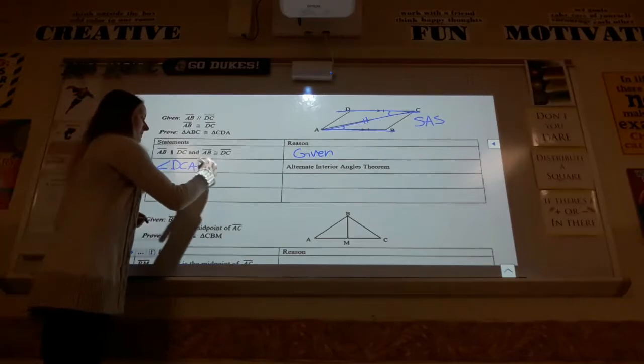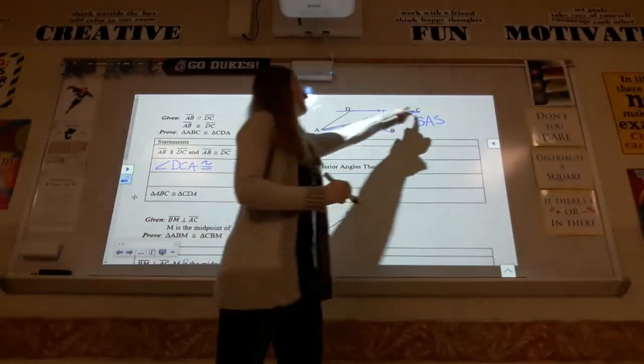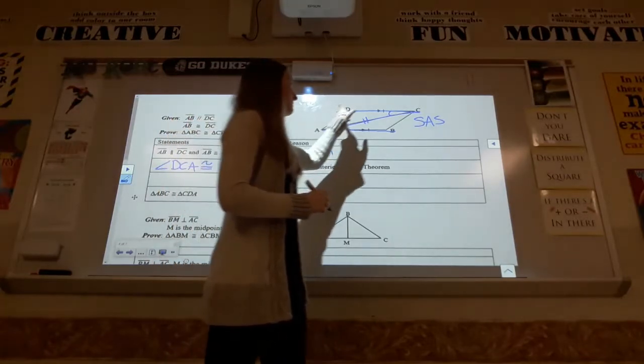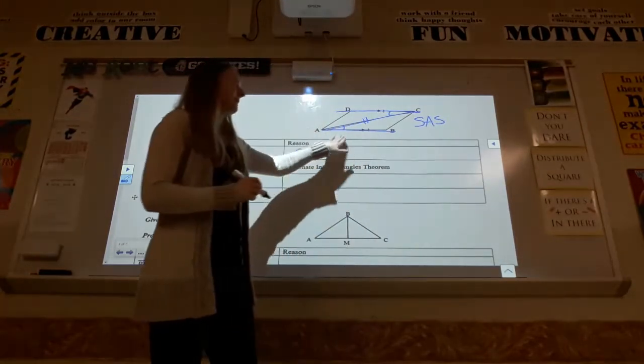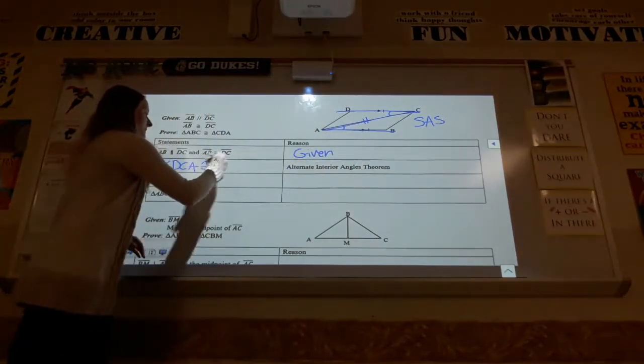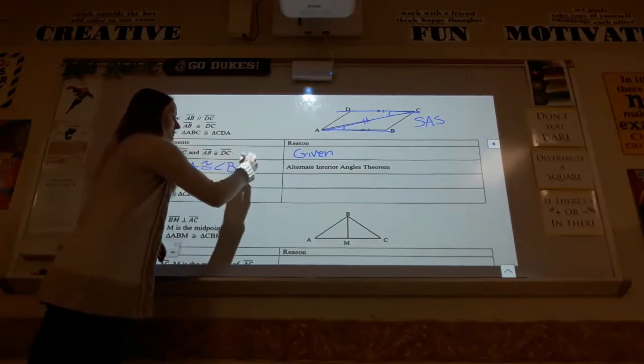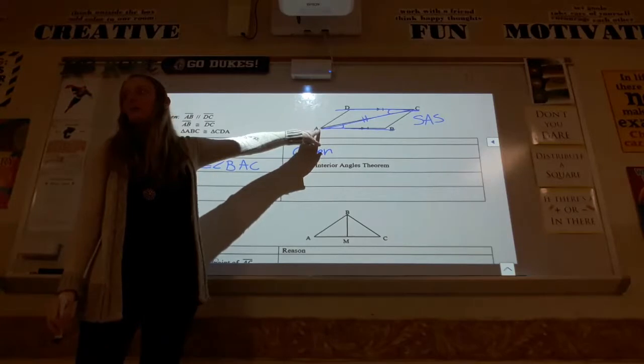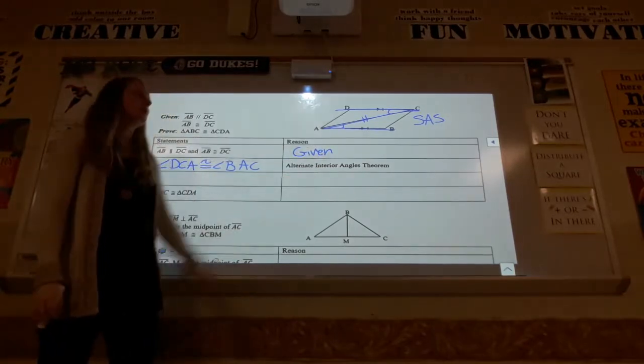DCA. Angle DCA. Remember from lesson 1, it's important that you name the angle correctly. So if I start with DCA, how would I name the other one? DAC. The reason why I can't just use A and C is because there's more than one segment coming out from A and C, so I don't know what angle you're talking about. Alright, so you have to use 3 letters.